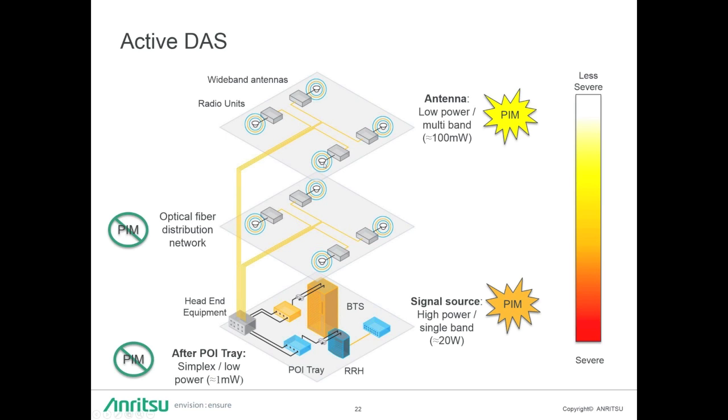The external PIM problems don't care how the RF energy got there, whether it was fed by a passive system or fed by an active system. It makes no difference. It has a certain level of power, multiple frequencies, and a nonlinearity.